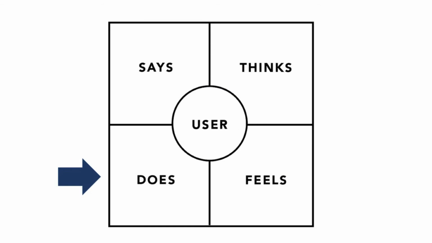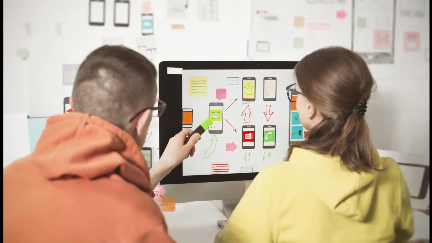The third quadrant, which is the does quadrant, shows a clear indication of how the user is performing that task, how the user is physically doing that task. So this is what we need to observe in this third quadrant, the does quadrant. So the user might click that button a number of times, he might refresh that page a number of times.